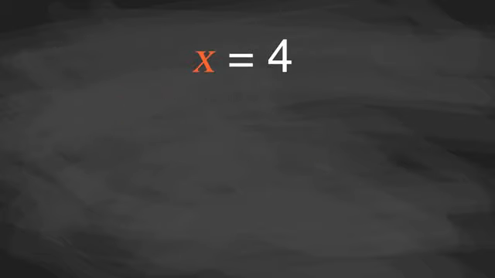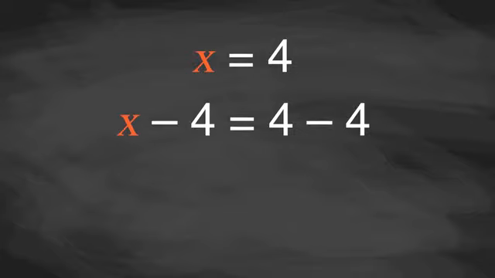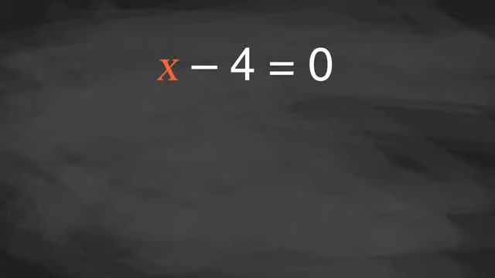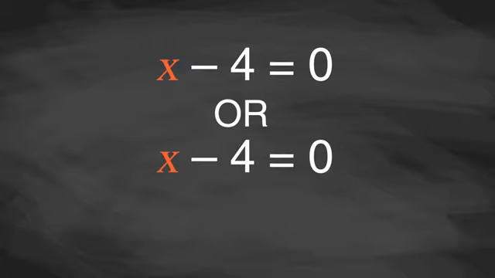We need to get one side of the equation equal to 0. How could we do that? We can subtract 4 from both sides of the equation. One of our factors is x minus 4 equals 0. Remember, this is a quadratic equation, so the equation is not simply x minus 4 equals 0. We already determined that we would have two factors that are the same, so we will actually have x minus 4 equals 0 and x minus 4 equals 0.